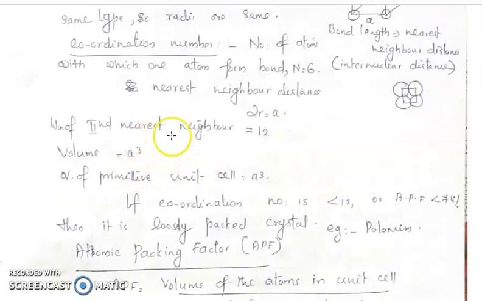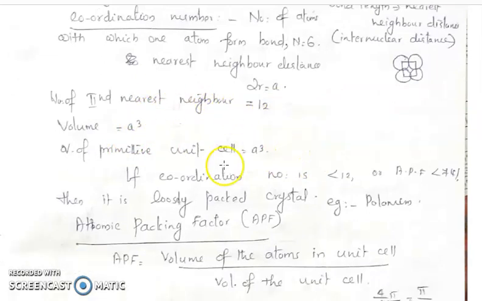Next, the number of second nearest neighbors will be 12. Then volume: it is a cubic structure, so the volume is a cube. The volume of the primitive unit cell is equal to a cube. If the coordination number is less than 12, then we can say it is loosely packed, by the APF, atomic packing factor. Atomic packing factor is a measurement of how closely packed the atoms are in the unit cell. If it is less than 74%, then it is a loosely packed crystal. In this case n is equal to 6, so it is a loosely packed crystal.